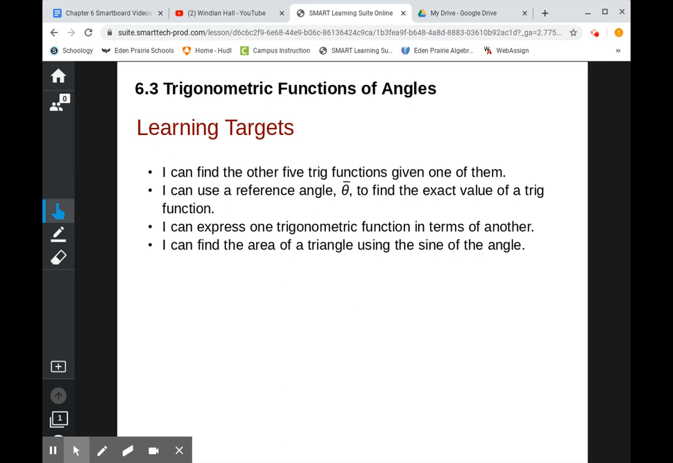Okay, in 6.3, this is part one video. We're going to be talking about trigonometric functions of angles. I'll be looking at a few things like I can find the other 5 trig functions given one of them. I can use a reference angle, I call that theta prime, to find the exact value of a trig function. Then I can express one trigonometric function in terms of another. We'll be doing that in the part 2 video. We're not going to be looking at the area of a triangle.